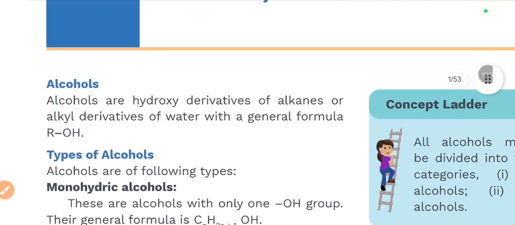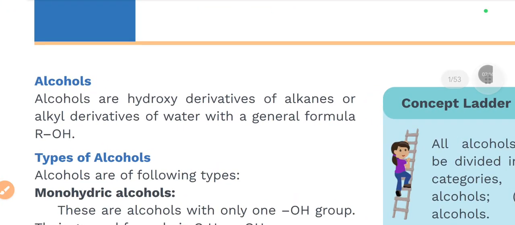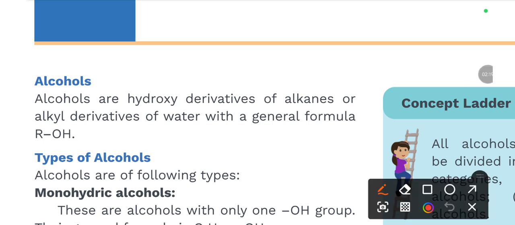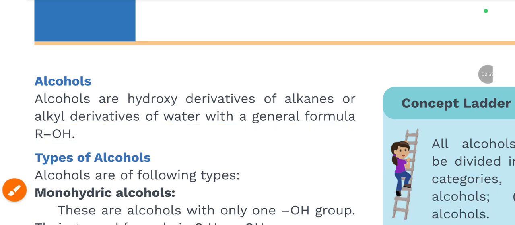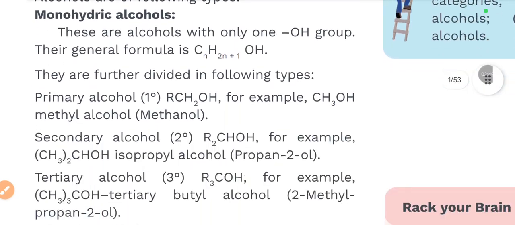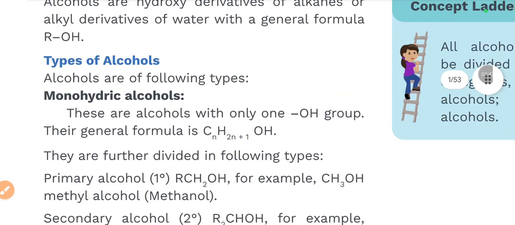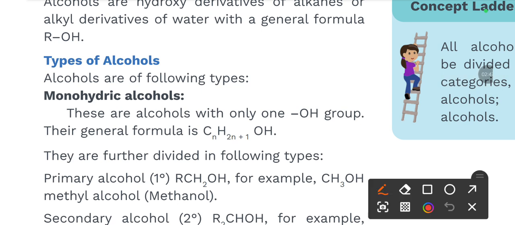Now alcohols, as we have already defined, alcohols are hydroxy derivatives of alkanes or alkyl derivatives of water with general formula ROH. Now let us classify alcohols. Alcohols can be divided in many categories. So first of all we will take monohydric alcohol.